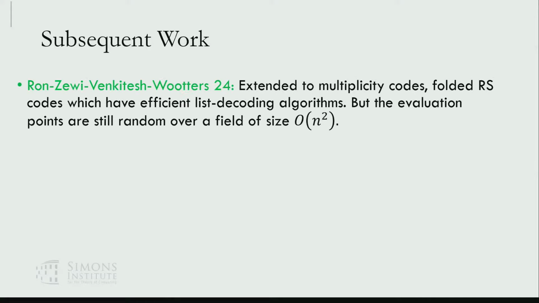Because there is even more subsequent work, which is nice. So Noga Ron-Zewi, Venkatesan Guruswami, and Wouters had extended our work to multiplicity codes and folded Reed-Solomon codes, which do have efficient list decoding algorithms. But the construction, which means the evaluation points, are still random. We don't know how to.